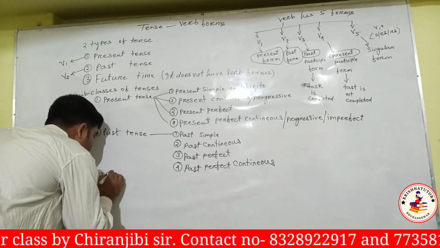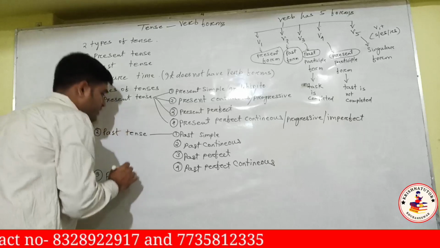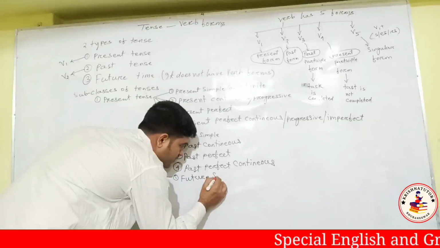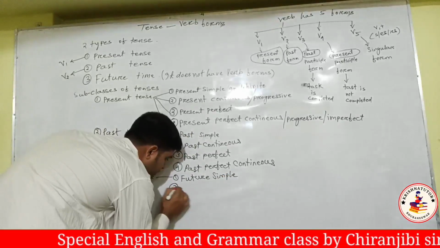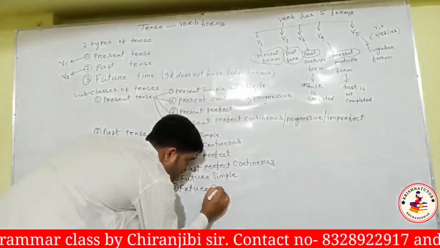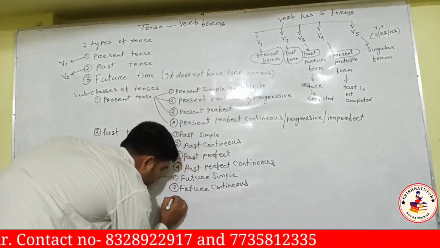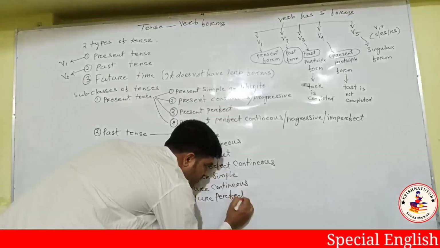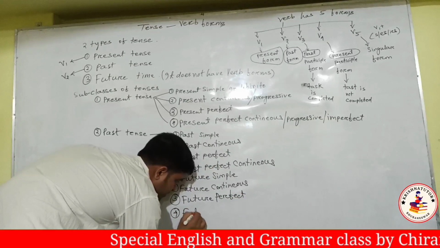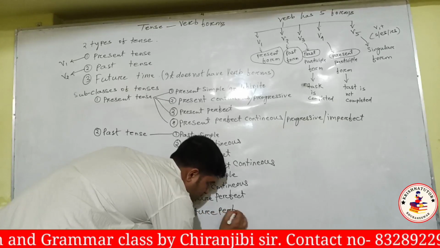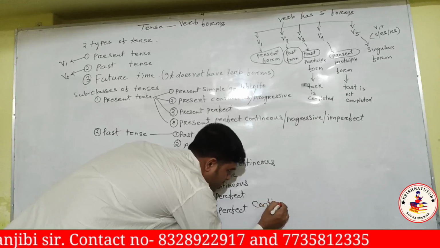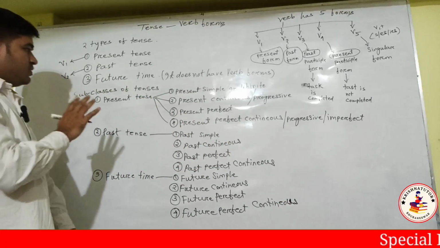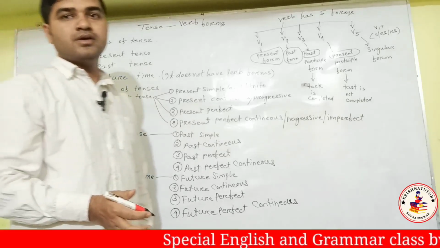The third one we have is future time. Past one you have future simple, next one you have future continuous, the third one is future perfect, and the last one you have future perfect continuous. These are the subclasses of tenses.